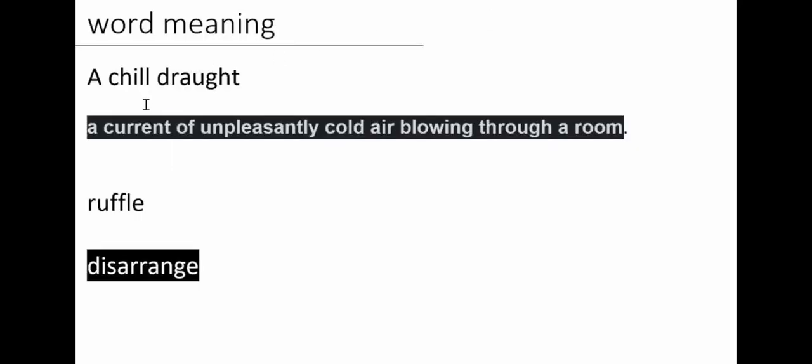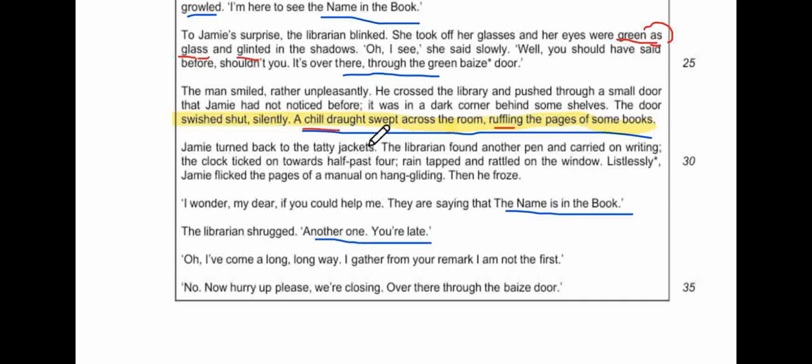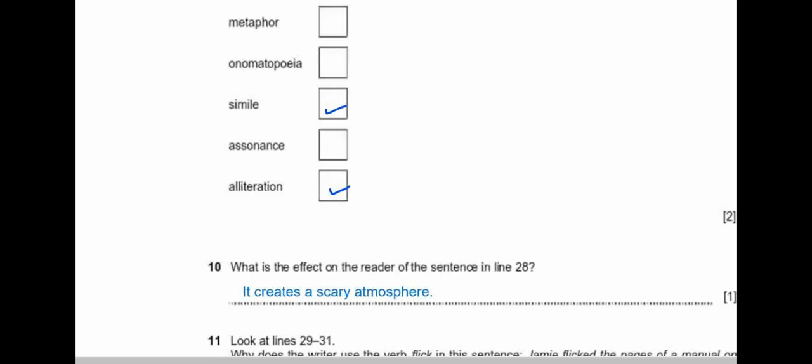Chill draft means a current of unpleasantly cold air blowing through a room. Ruffle is disarranged. Line 28 wants to say that a cold, unpleasant air blew into the room and disarranged the pages of some books. So it creates a scary atmosphere. Or you can say it makes the atmosphere feel cold, as if something ghostly has entered the library. So you just type down one answer from there: it creates a scary atmosphere.